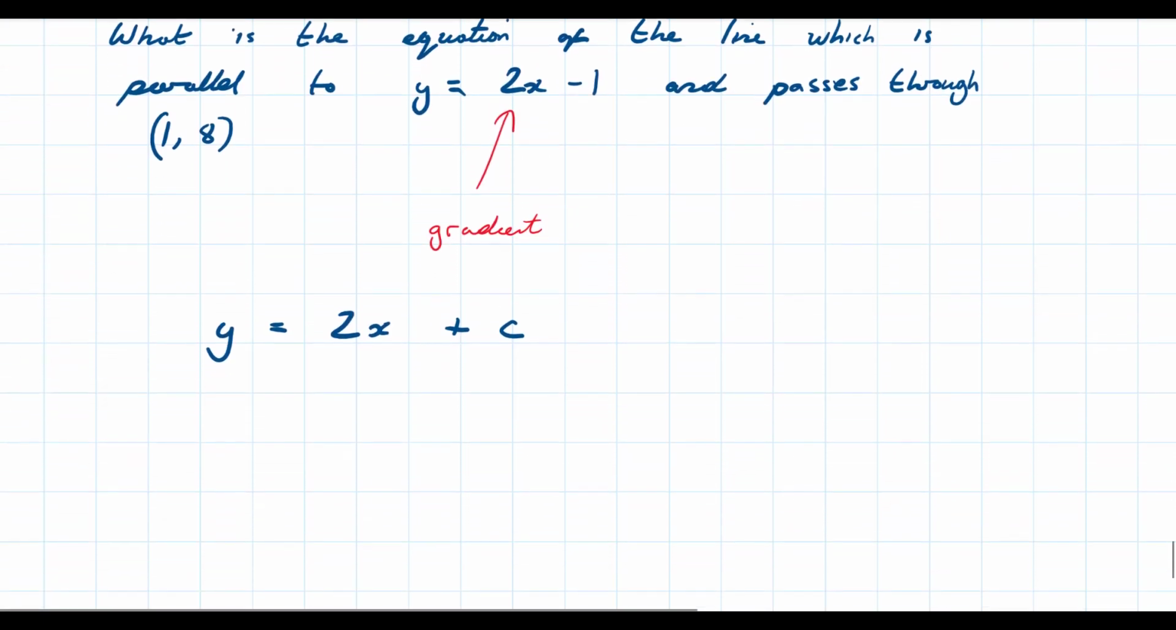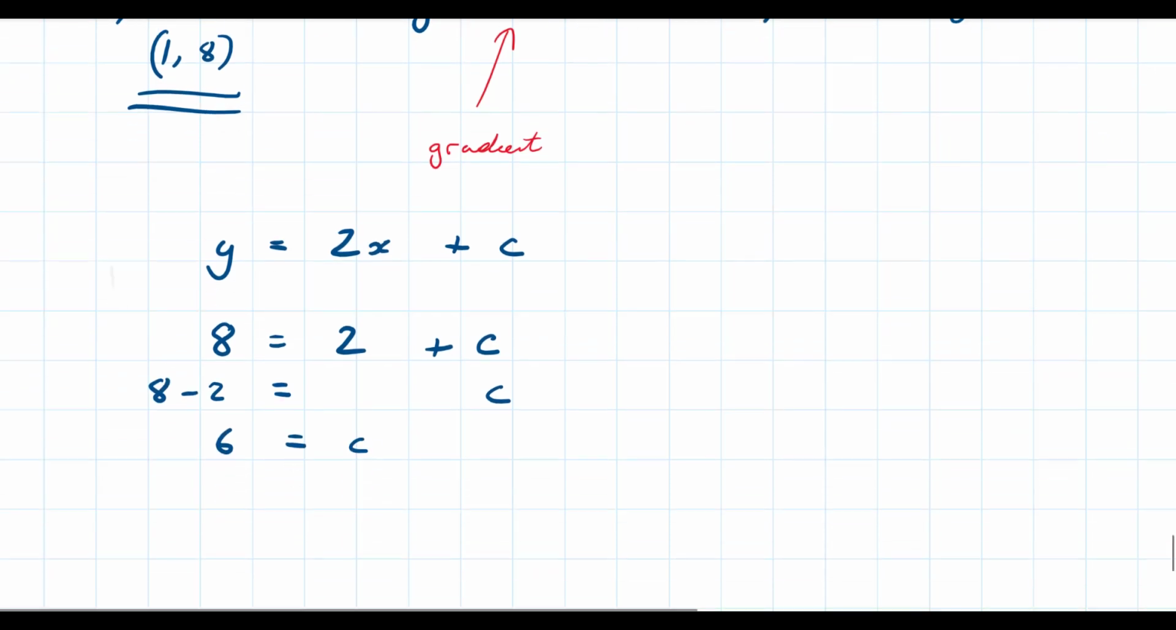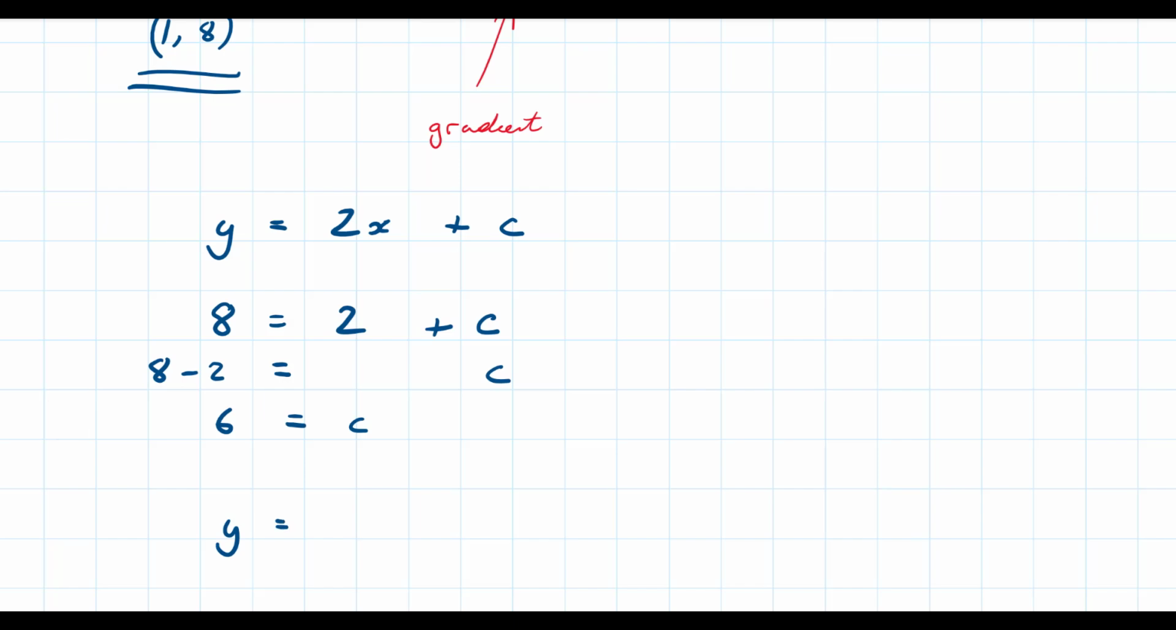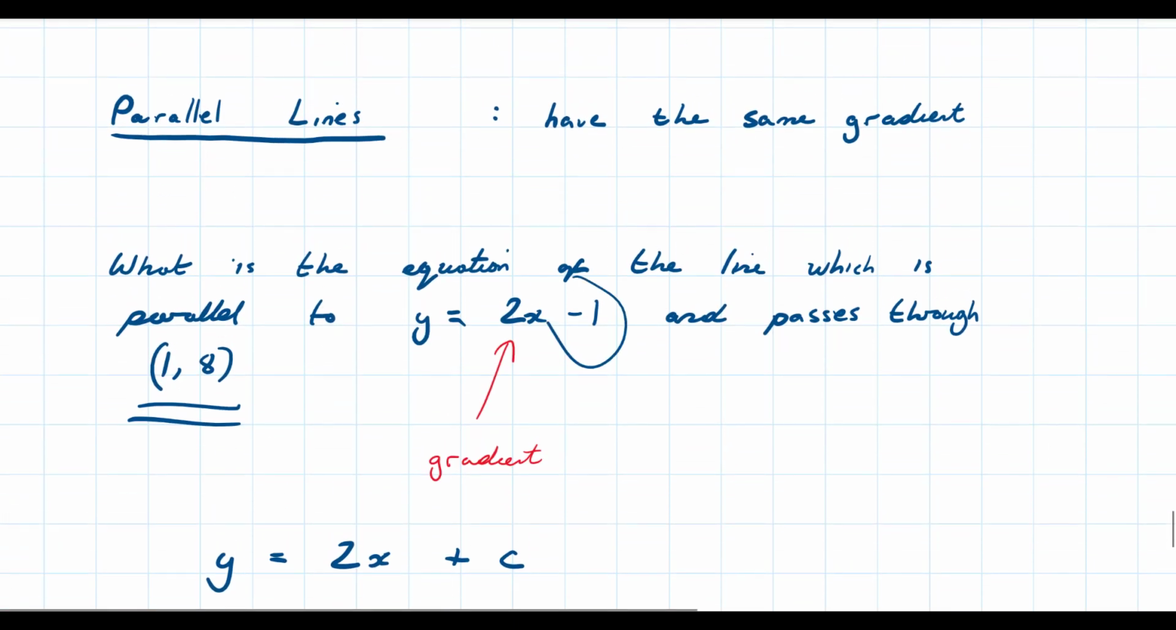And now that we've got to here, because we know the line passes through (1, 8), we can sub in 1 and 8 into this and find out what the c is. So when y is 8, x is 1, so 2 times 1 is 2. To get the c, I'll do 8 take away 2, and I will get c is 6. So my new equation is y equals 2x plus 6, rather than the other one, which was y equals 2x minus 1. So they're parallel, they have the same gradient, but they would have a different y-intercept.